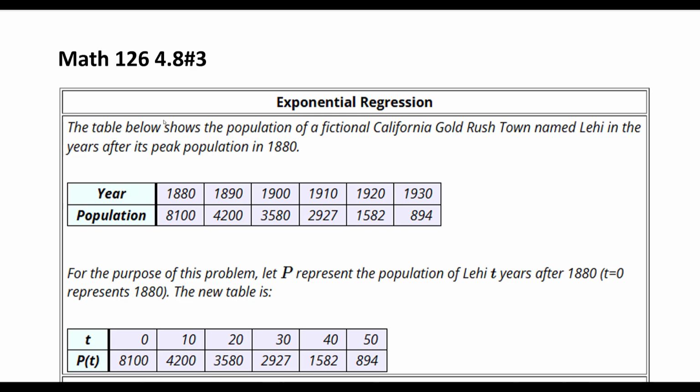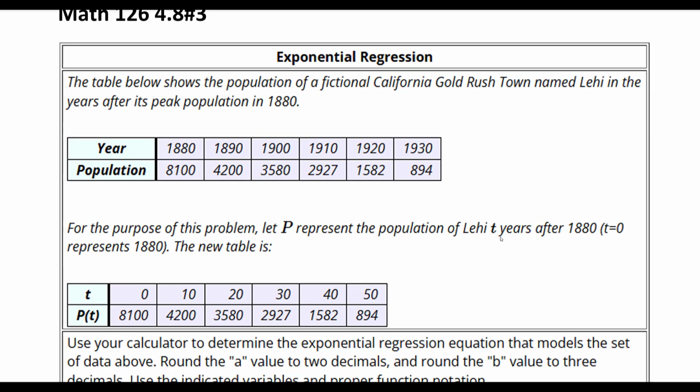So the table shows the population of a fictional California gold rush town named Lehigh in the years after its peak population in 1880. So we're showing 1880 is the first year, and 1890, 1900, 1910, 1920, 1930. And then it shows the population declining. And then for the purpose of this problem, let P represent the population of Lehigh T years after 1880. So T equals 0 is 1880. So we'll be using 0 as our initial year, then 10, 20, 30, 40, 50.